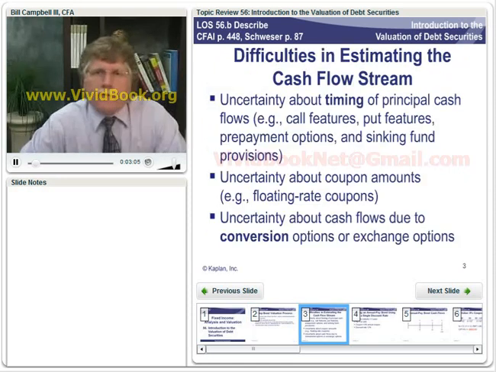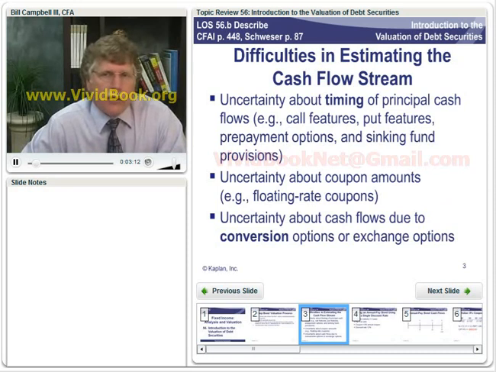What are some of the difficulties in estimating cash flows? Well, you might be uncertain about the timing of the principal cash flows. For example, if you have a bond that's callable, you don't know exactly when the principal is going to be paid, it could be called earlier. If you have a bond that's puttable, well, then you get to decide, but you may decide that you want to exercise the put option and have the bond issuer pay you back early. If you have prepayment options, like on mortgage-backed securities, then that could affect the timing on the cash flows.